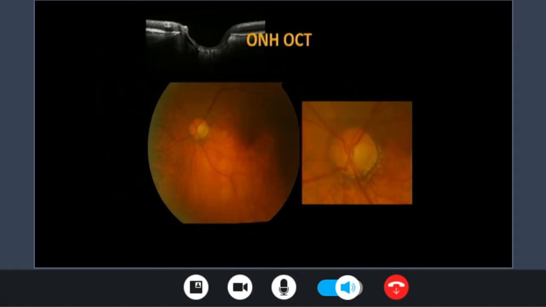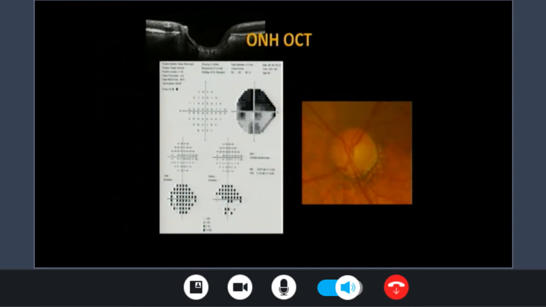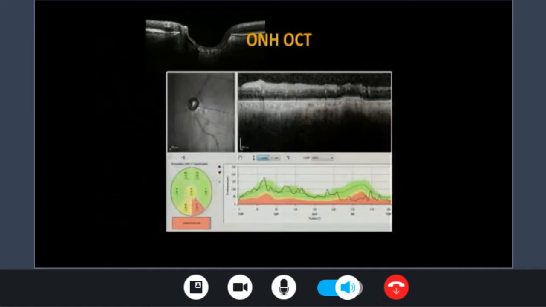So when you look at his disc photo here, it's reasonably acceptable. You can see that the patient is actually losing his inferior rim. And when you do his visual field examination, you will be surprised that he's having a dense superior scotoma. That's why he's complaining.